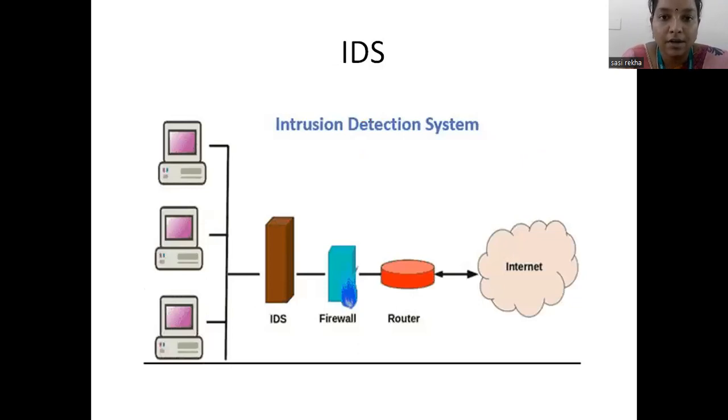This is how the architecture of an intrusion detection system will look. You can have a system with an intrusion detection system, and we have a firewall which will protect your network from unauthorized access, and we are able to send your data with the help of the router. This is the setup we follow in a network.